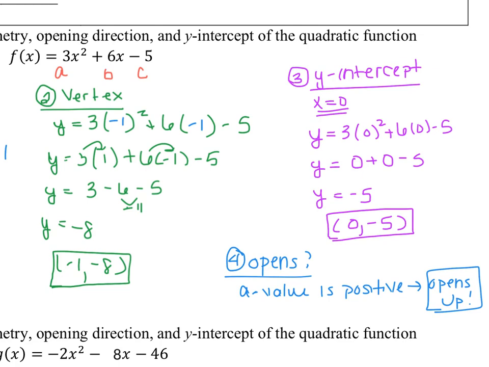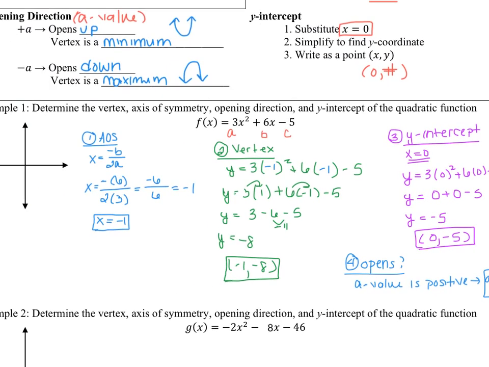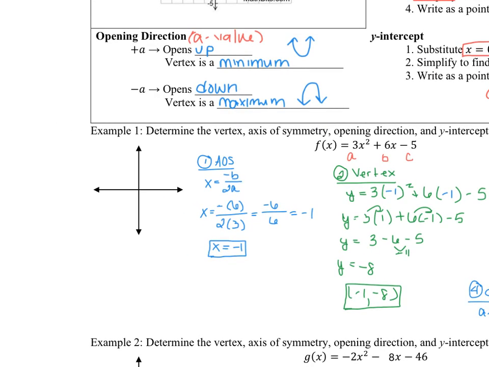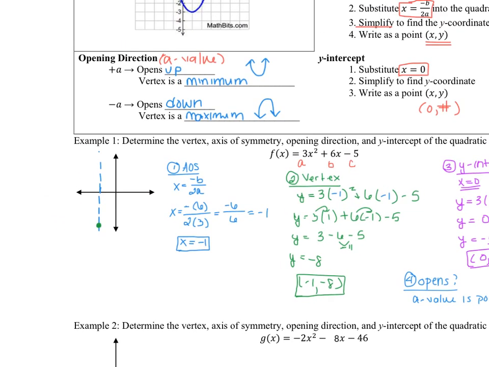Okay. Last thing we're going to do is we're going to actually go sketch this. And it's a sketch. It's not going to be perfect. It's not going to be exact. We're just going to get an idea of what this looks like. So start with that axis of symmetry. So it was -1, so that's going to be over here somewhere. So there's my axis of symmetry. My vertex is at -1, -8, so it's going to be on this axis of symmetry, somewhere about there. Y-intercept is at 0, -5, so maybe a little higher.